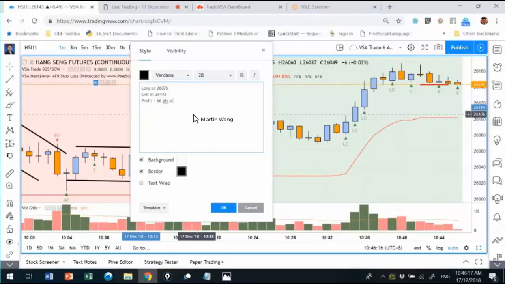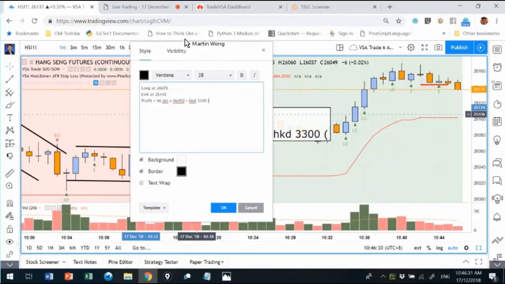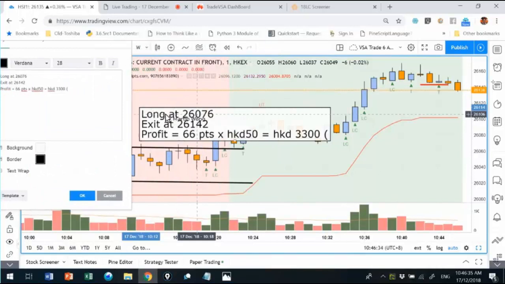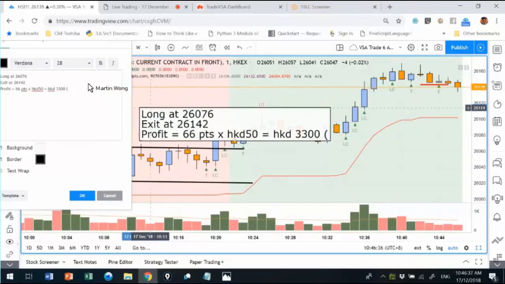Okay, Hang Seng is Hong Kong dollar, 50 per point. It is 66 times 50 is how many Hong Kong dollars? 3,300. And how long did we do the trade for? 10:20, right? 25 minutes, that's right.